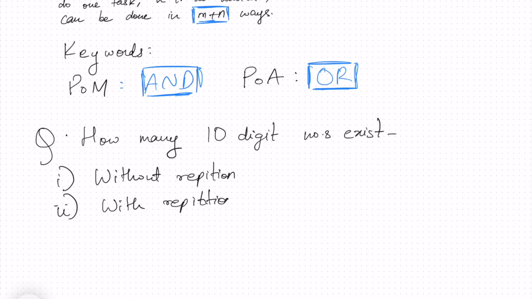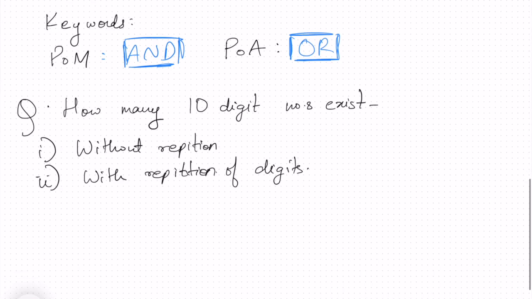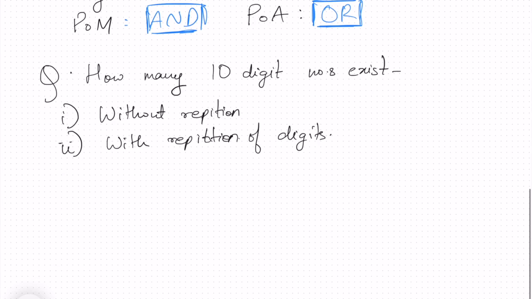Now this is repetition of digits. So there's 10 digits, right? 0, 1, 2, 3, 4, all the way till 9. Now let's look at the second case.